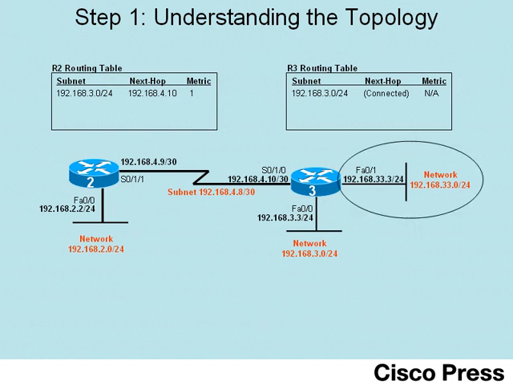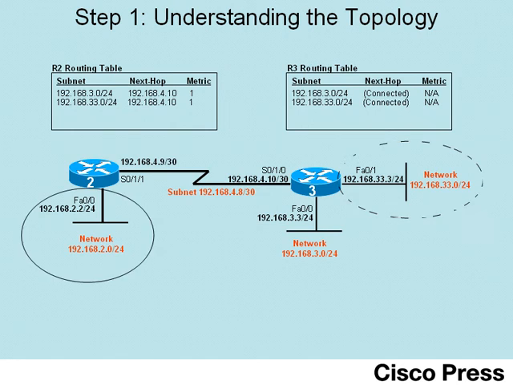Similarly, R3 is connected to network 192.168.33.0, no subnetting again, so R3 has a connected route to reach that network. R2 will end up with a route to reach that network as well once it's learned using RIP, with next hop address 192.168.4.10.